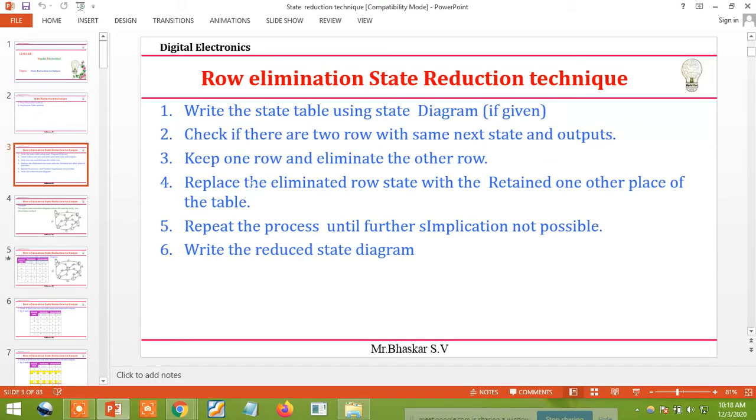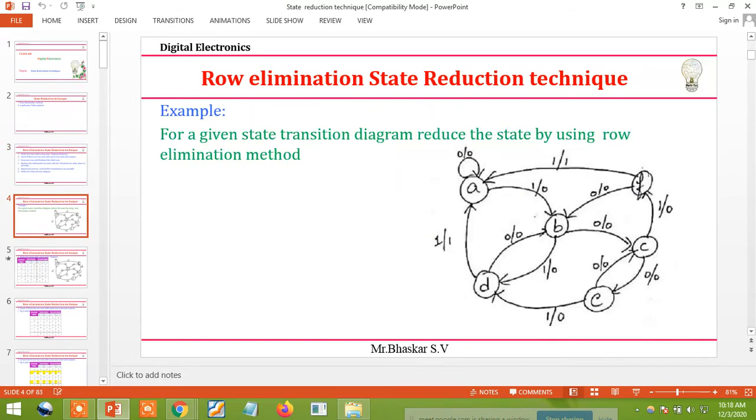Okay, so hope you have written this. These are the steps that I'm going to follow. Let's move on to one problem, then you can easily understand. Just write down this problem. For a given state transition diagram, reduce the states by using the row elimination method. By using the row elimination method, we need to reduce the number of states. So this is the state diagram they have given. Please write this down.